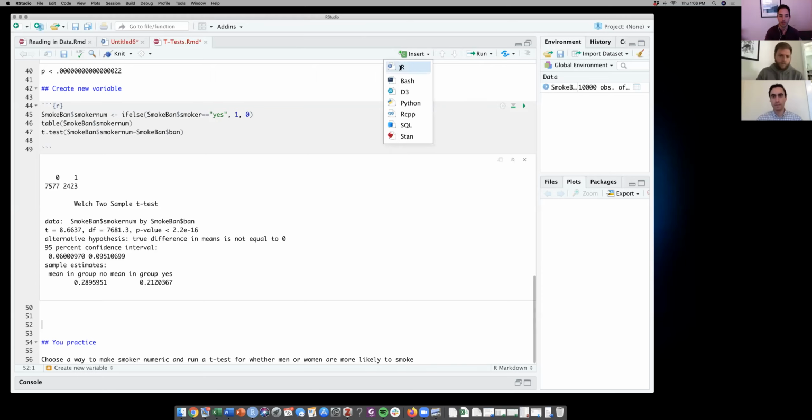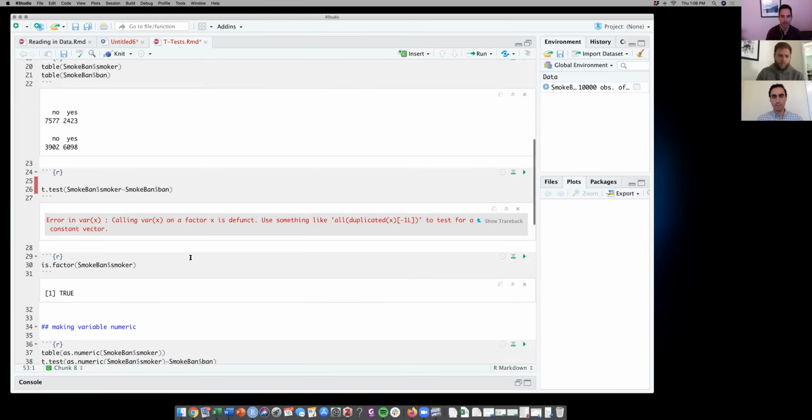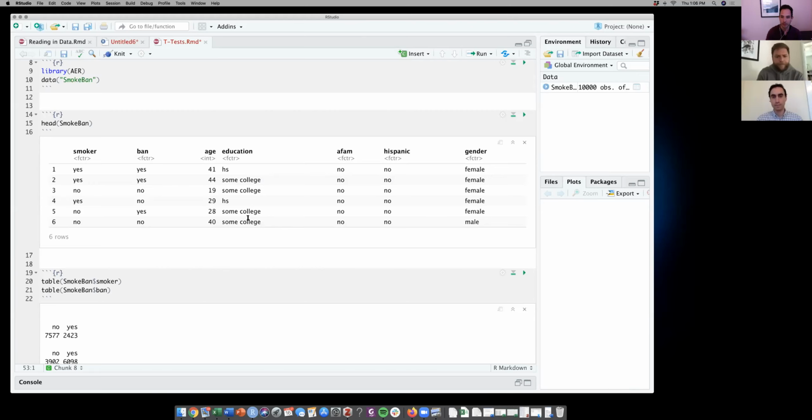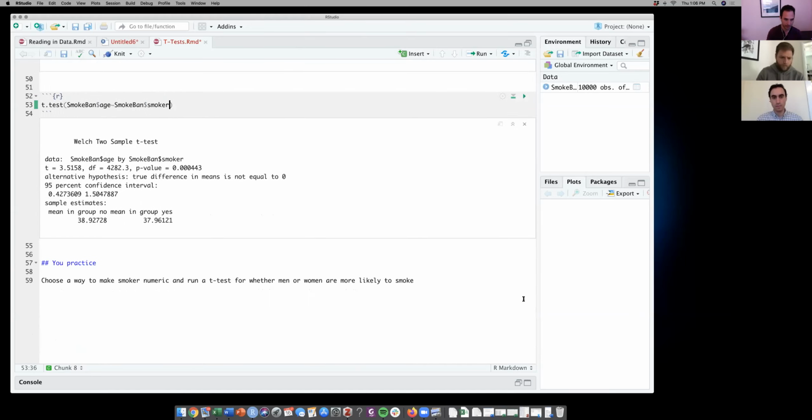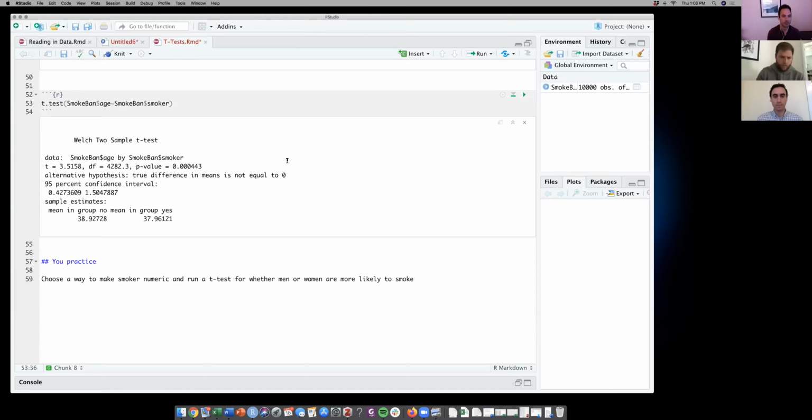And so if I wanted to, one of the variables in this data is age. I think education has multiple levels too. If I wanted to see whether young people are more likely to smoke or not, I can do this. People who don't smoke on average are 39 years old. People who do smoke are 38 years old. So it's a small difference, but it is statistically significant.